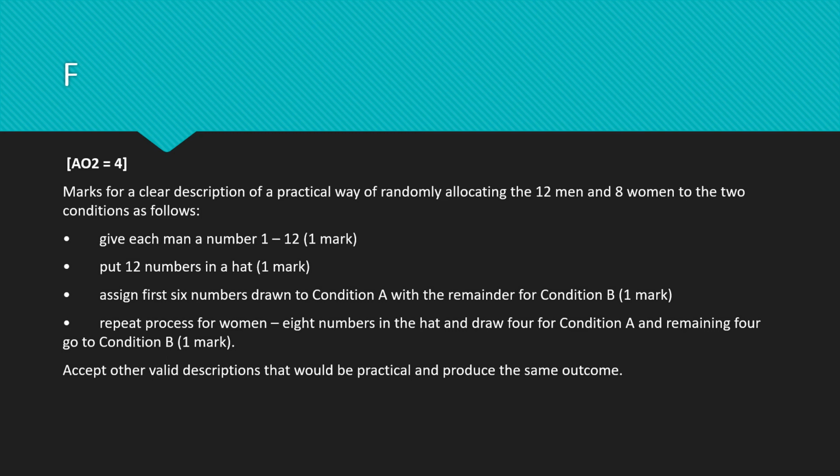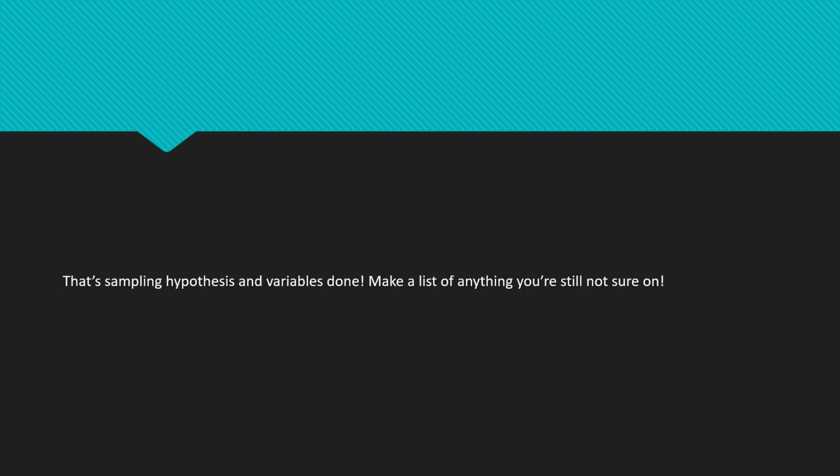Now look at your answers. We've marked all the answers and gone through the mark scheme. Is there anything that you need to revise again? Did you do better on the hypothesis question and not so good on this random allocation question? Have a look and see what you need to look through your notes again. It's all done for this lesson. The sampling, hypothesis and variables sorted.